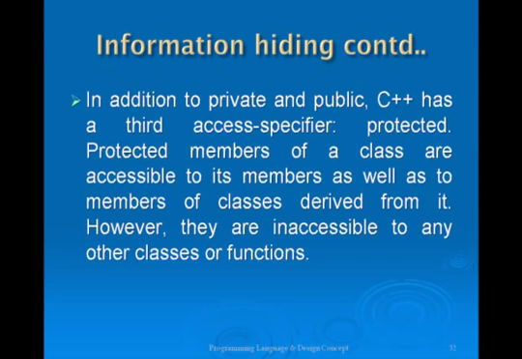In addition to private and public, C++ has a third access specifier: protected. Protected members of a class are accessible to its members as well as to members of classes derived from it. However, they are inaccessible to any other classes or functions.